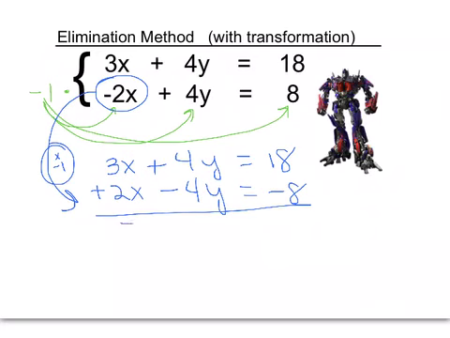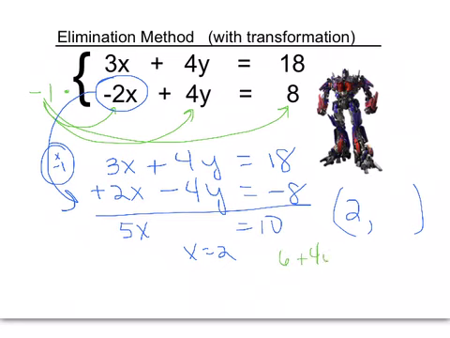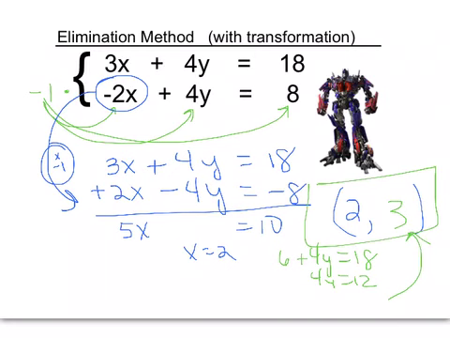Now we add them up. We get 5x equals 10. x equals 2. 2 comma something. So then we plug that 2 in up top somewhere. 6 plus 4y equals 18. 4y equals 12. y equals 3. So plug that in. y equals 3. There's your answer. So this is a simple transformation. Basically, I just had to change all the signs on one of the equations, and then I could add it up. All right, let's move on.